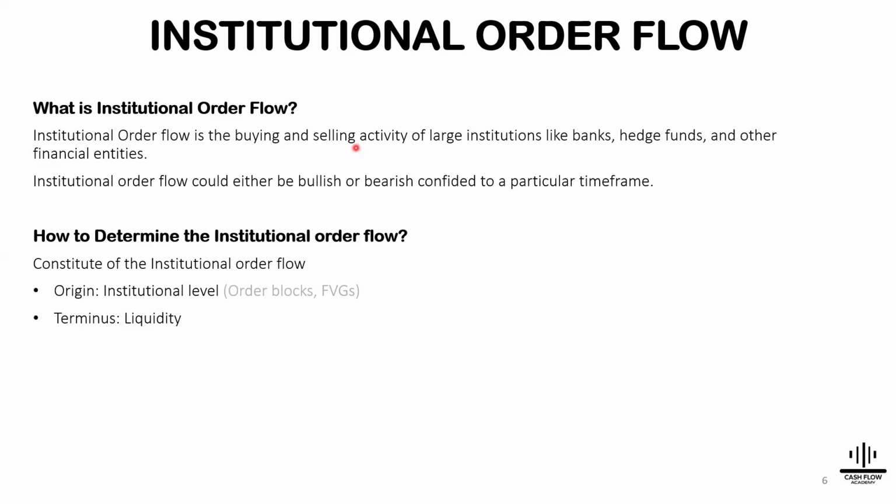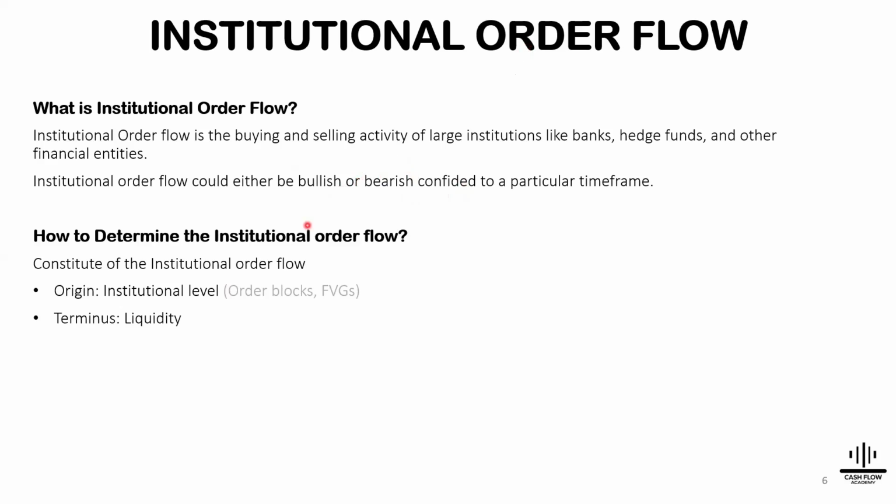There are things you look out for that let you know that, okay, since these have happened, the market is going to go bullish. So calling it institutional order flow is only explaining that this is what large institutions are likely to do. So institutional order flow could either be bullish or bearish. It's just like calling the market bullish or bearish.